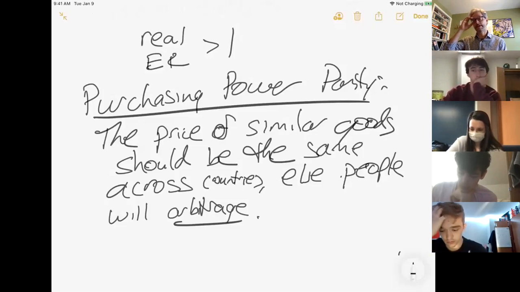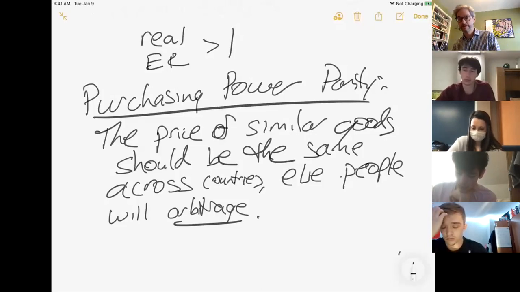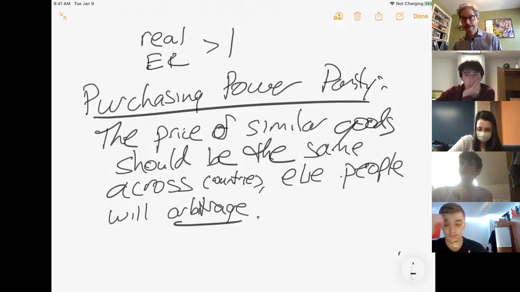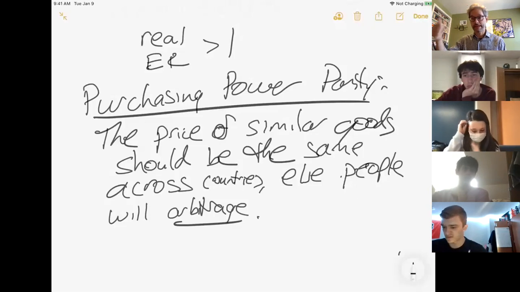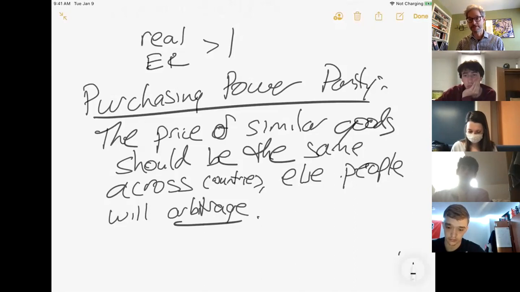So, just to think of a hypothetical example, what happens if everything was cheaper in Canada relative to the US? What would people do? They'd go up to Canada, buy goods, and bring them back to the US. But of course, if everybody does that, what's it going to begin to do to the exchange rate? It's going to drive up the value of the Canadian dollar, drive down the value of the US dollar, make Canadian goods more expensive, US goods cheaper, and get rid of that price difference.